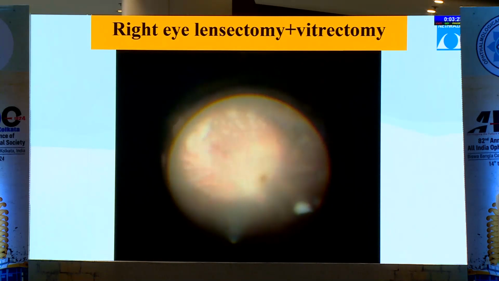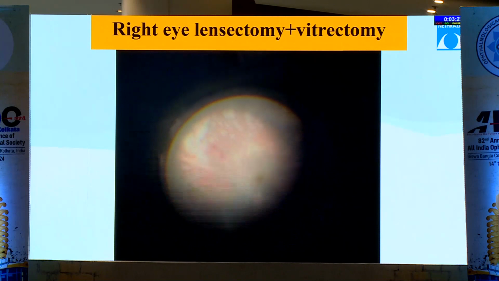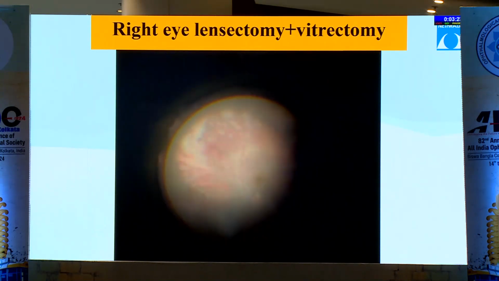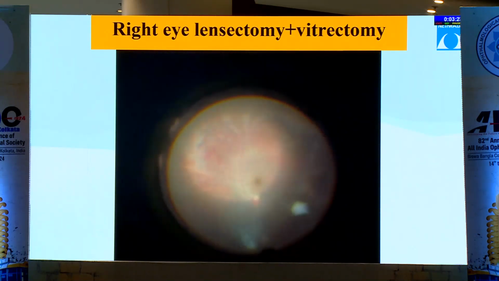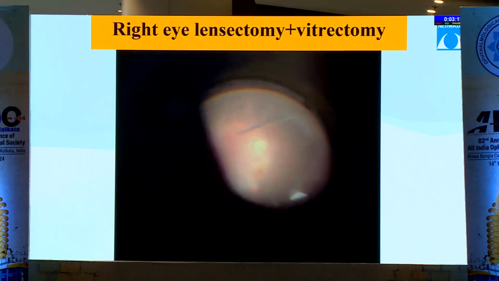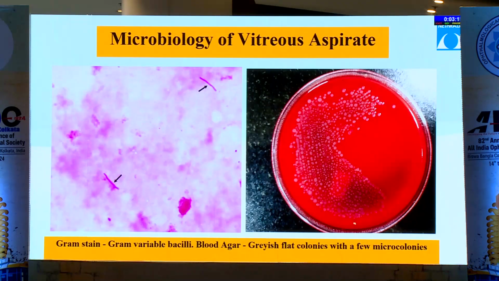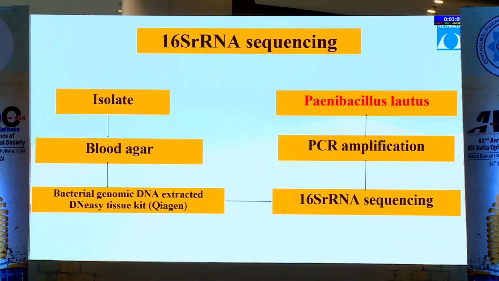So this is an intraoperative video showing after collection of the undiluted vitreous sample and after lensectomy. Here we see fluffy white clumps of pre-retinal exudates in the periphery and mid-periphery that were being aspirated. The gram stain revealed plenty of neutrophils and gram variable bacilli. On culture, similar flat greyish colonies showing a few microcolonies were observed.